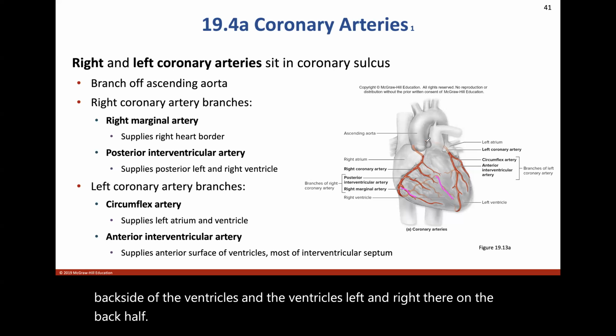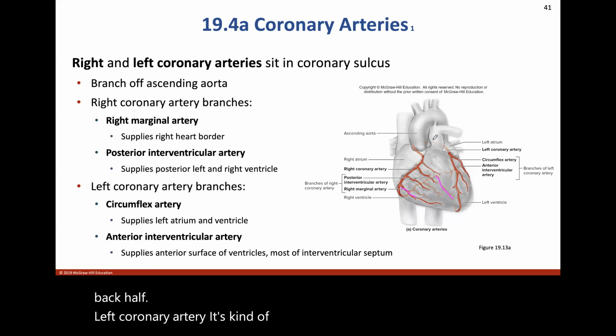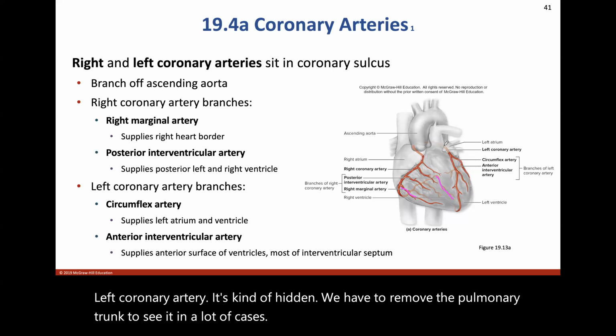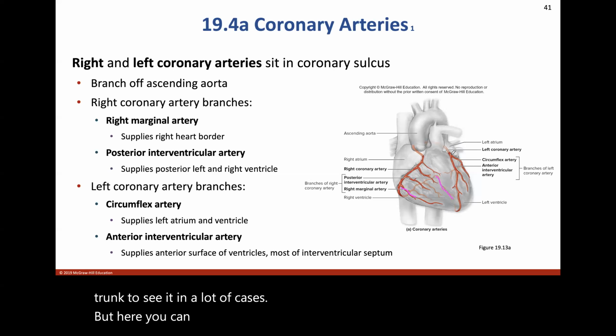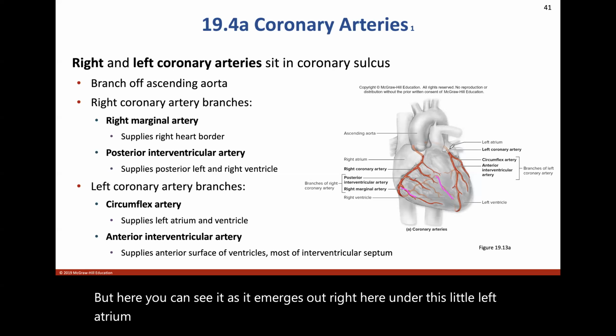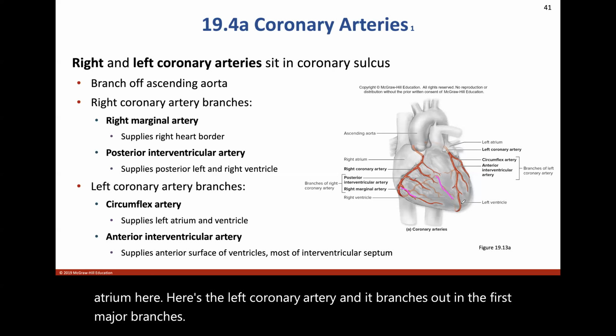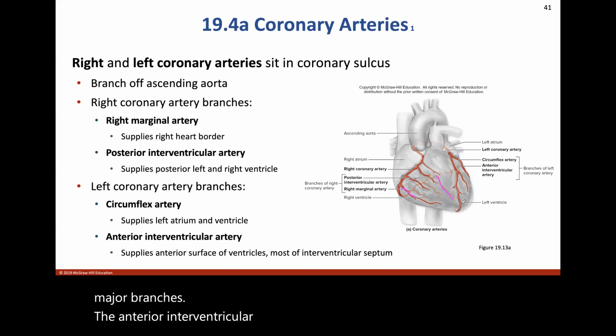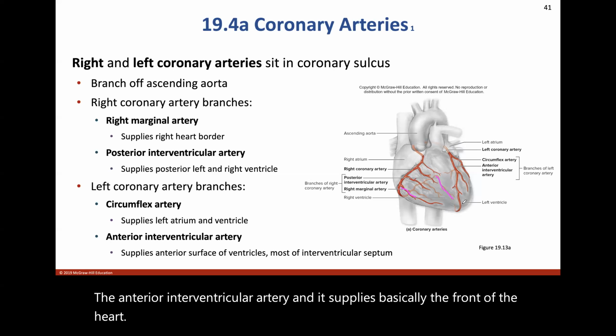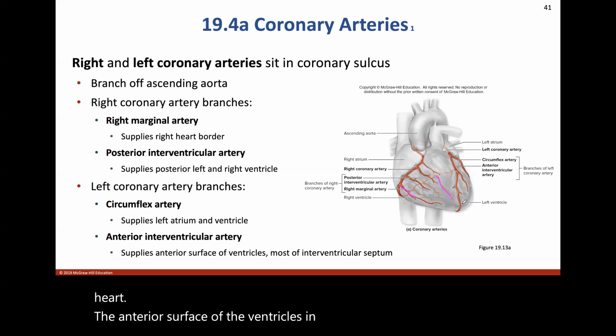The left coronary artery is kind of hidden. We have to remove the pulmonary trunk to see it in a lot of cases. But here you can see it as it emerges right here under this little left atrium. Here's the left coronary artery, and it branches out. The first major branch is the anterior interventricular artery, and it supplies basically the front of the heart, the anterior surface of the ventricles.